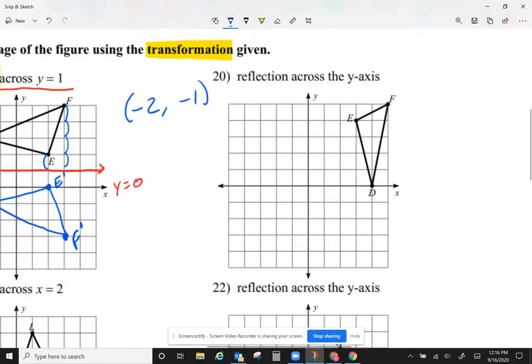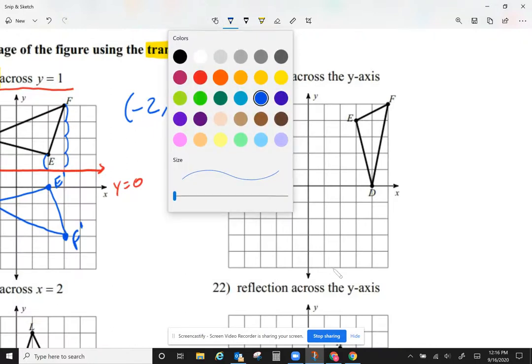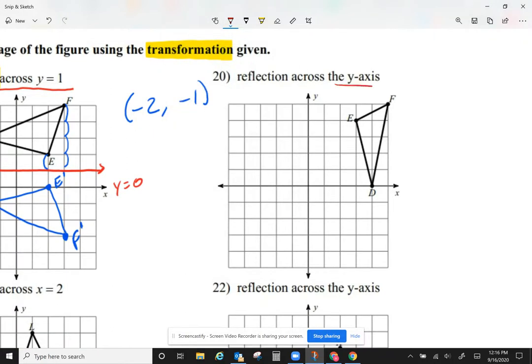Let's take a look at question number 20. We're doing a reflection across the y-axis. Let me find where the y-axis is. This is my y-axis. Another name this line has is the line x equals 0, but I'm going to call it the y-axis. Remember, it is also called x equals 0. Now, I'm going to move everything from one side of the mirror line to the other side. Notice how my figure is on the right of the mirror? So I'm going to move it to the left of it.